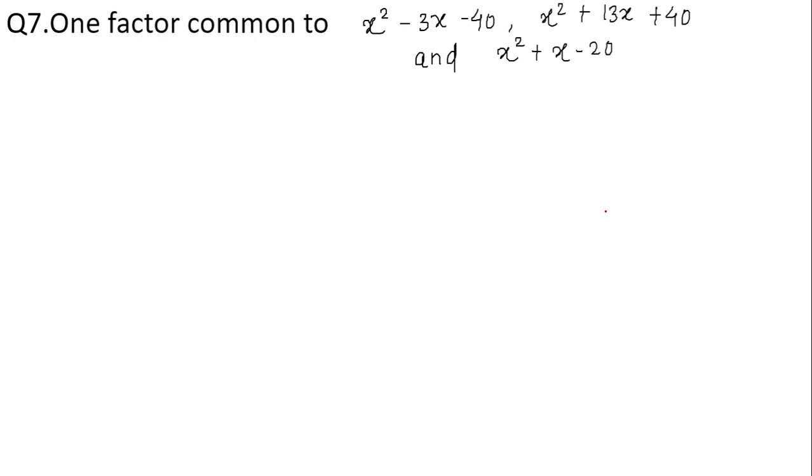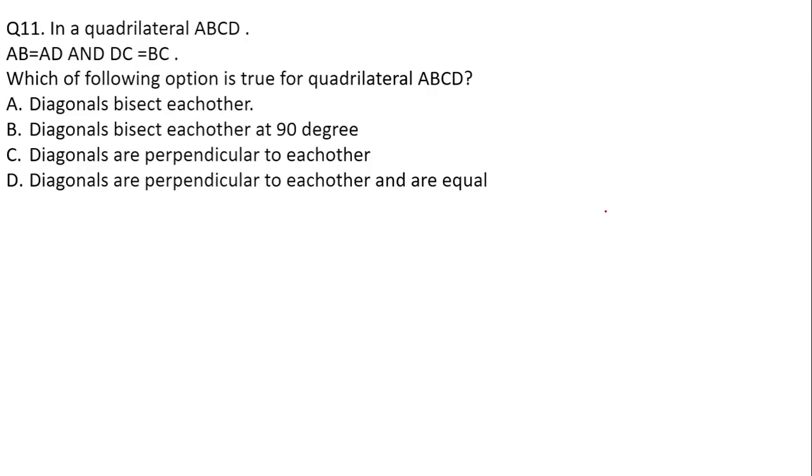Already we have discussed part 1 of the question paper. In today's lecture we'll be talking about part 2. The question number 11 given here is: in a quadrilateral ABCD, side AB is equal to side AD and side DC is equal to side BC. Which of the following options is true for the quadrilateral ABCD? So here I'll draw one quadrilateral named ABCD. After drawing the quadrilateral, the side AB is equal to side AD and side CD is equal to side BC. This is given in the question.